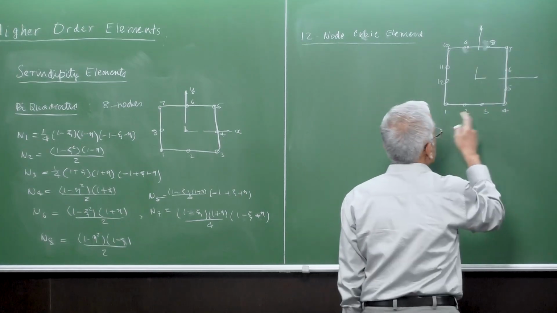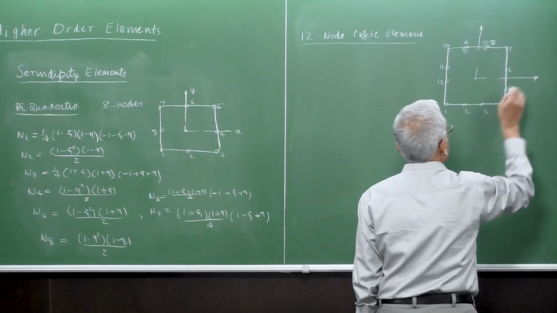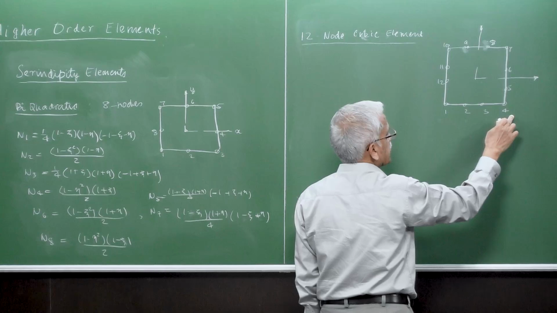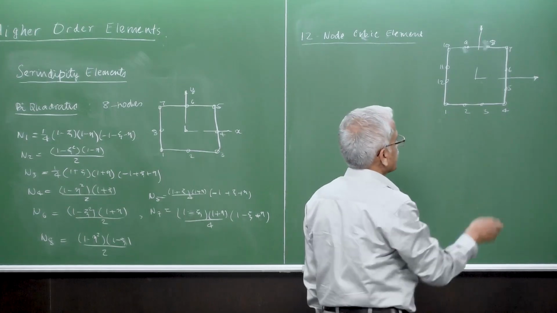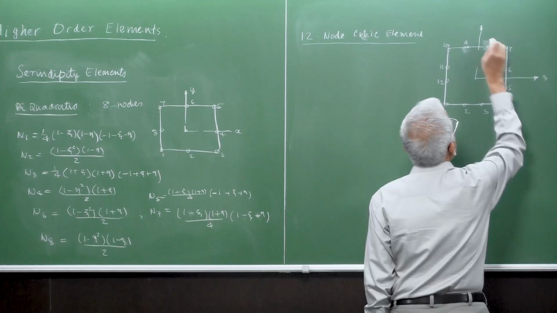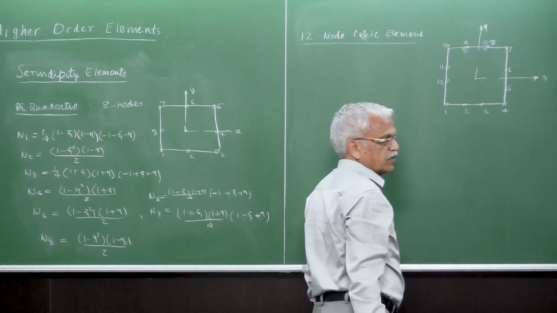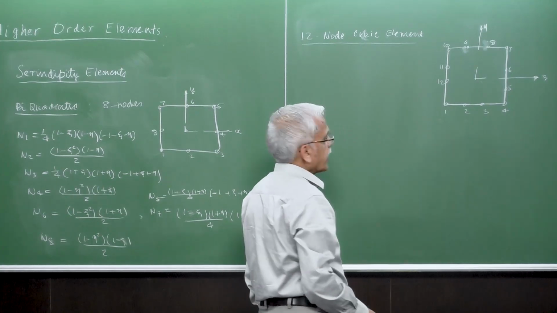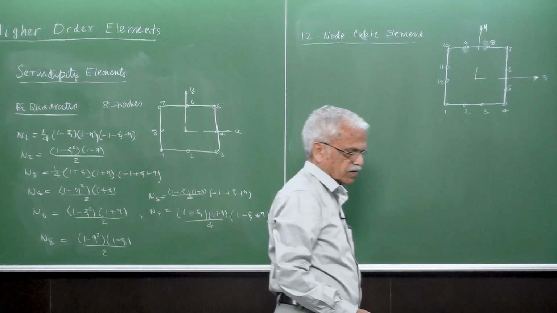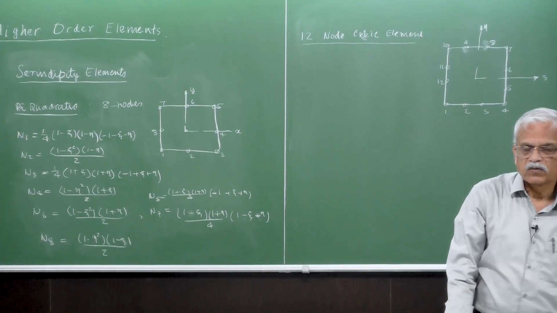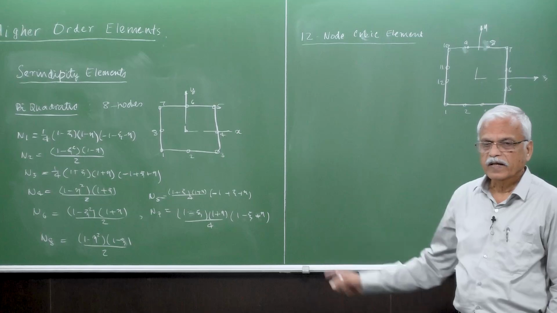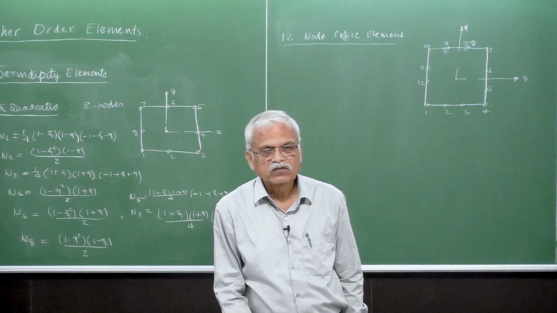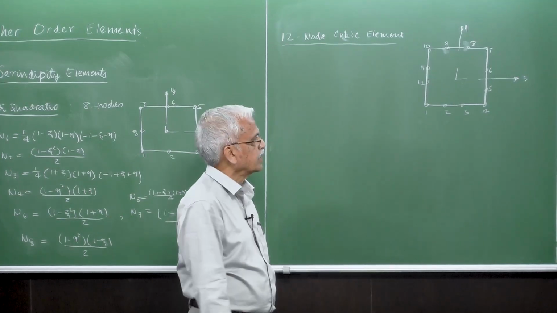So I hope the locations are known. So these locations are -1, -1/3, +1/3, and 1, in the zeta direction. So this we still call serendipity, 12-noded. And what is its behavior? So the behavior is, again, this is cubic, and compared to Lagrangian, which has 16 nodes for the same cubic behavior, this with the 12 nodes only has the cubic behavior.